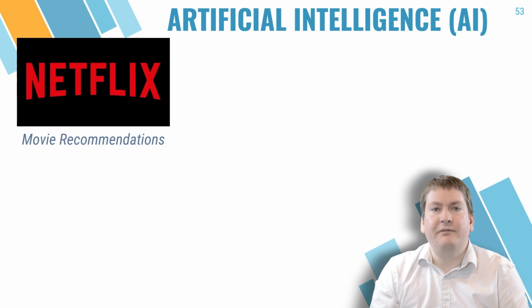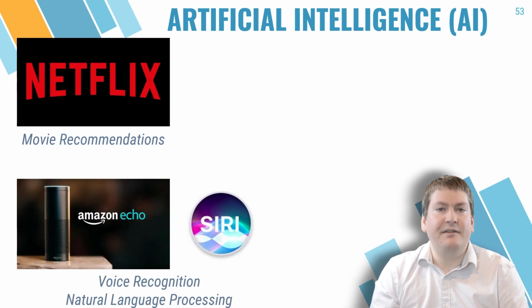For example, Netflix uses machine learning to predict what movies you might enjoy and provide tailored movie recommendations to each user. They're able to do this as they already have a large database of users and their movie preferences to learn from. Amazon Echo, Siri, and Google Home all use machine learning for their home assistants. In particular, they are using voice recognition and natural language processing to understand and respond to spoken commands.